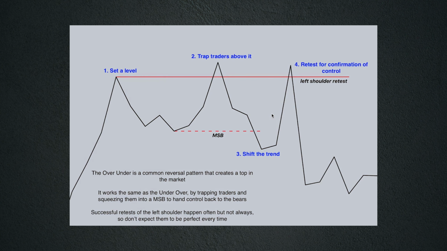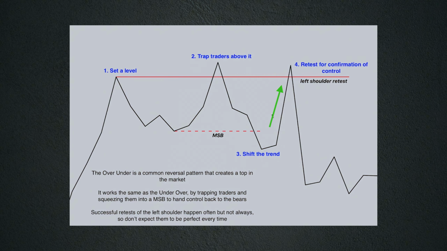Now let's look at an over under pattern. As the name suggests, it goes over the high and then it goes under the market structure level to complete a structure break. So again we set a level, this time a high. We trap traders above it, we shift the trend by breaking below the market structure level, by closing, and we retest, which is confirmation that control has shifted into the hands of the bears.